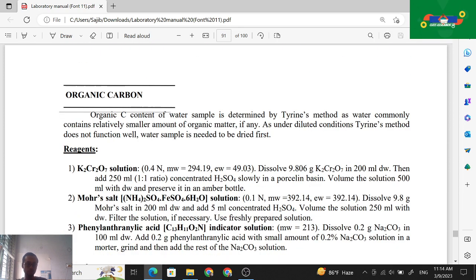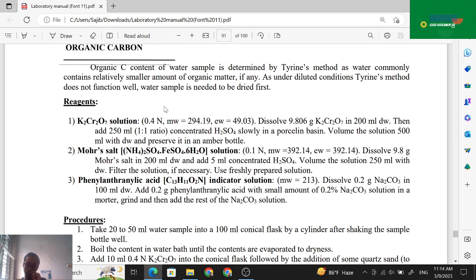Then, organic carbon. First of all, the organic carbon content of the water sample is determined by the Chinese method, and as water commonly contains a relatively smaller amount of organic matter, if any, and as under diluted condition the Chinese method does not function well, the water sample needs to be dried fast.